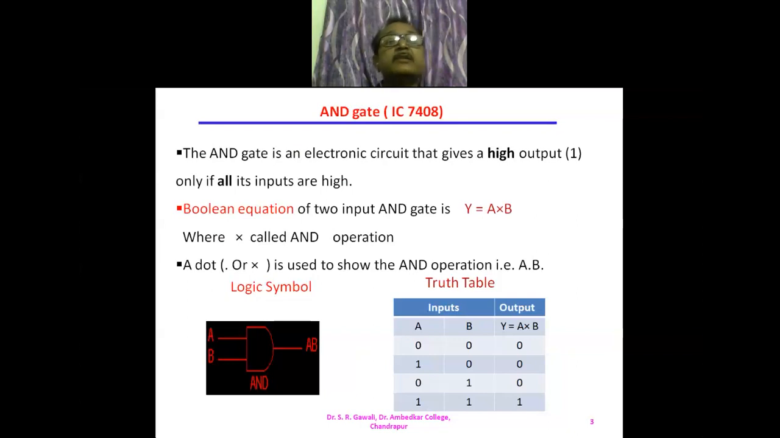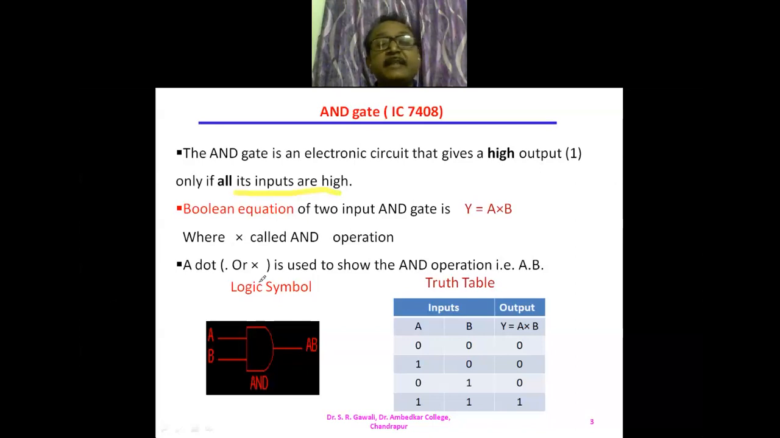Okay. So what is meant by the AND gate? This is the logic diagram of the AND gate. An AND gate is an electronic circuit that gives a high output, that means output 1, if all its inputs are high. If all inputs are high, then we get the output as 1.